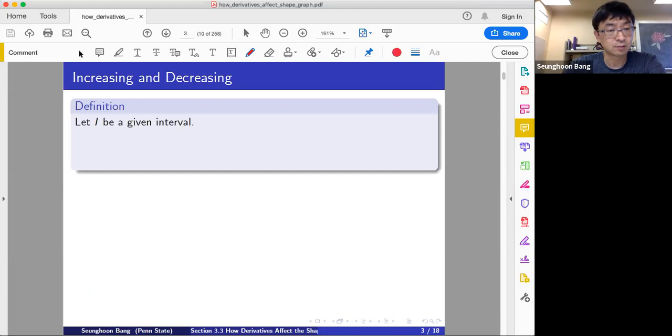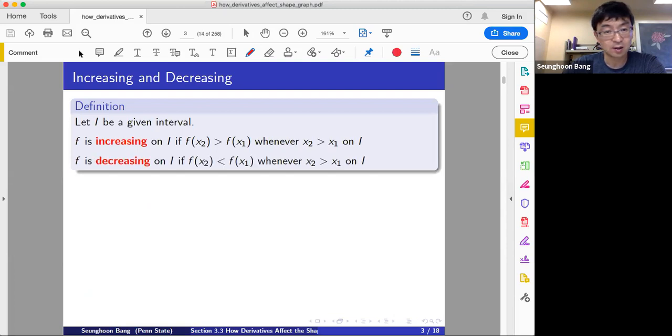This is the definition. Let I be a given interval. The function f is increasing on the interval I if f of x2 is greater than f of x1 whenever x2 is greater than x1 on I. The function f is decreasing on interval I if f of x2 is less than f of x1 whenever x2 is greater than x1. So this is very clear.